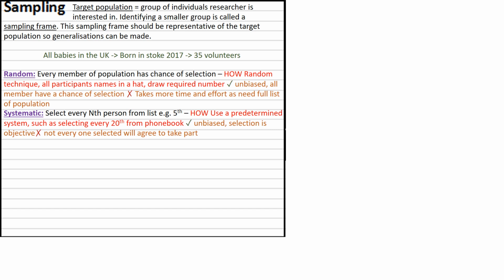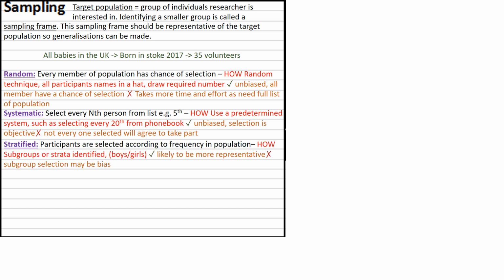What does this mean? Well, as you're not directly choosing those people to take part in your study, it should be fairly unbiased. It should be objective. A downside is, you can select all these people from the phone book if you like, but not everyone selected is going to agree to take part. And again, it could be slightly time consuming to do this.